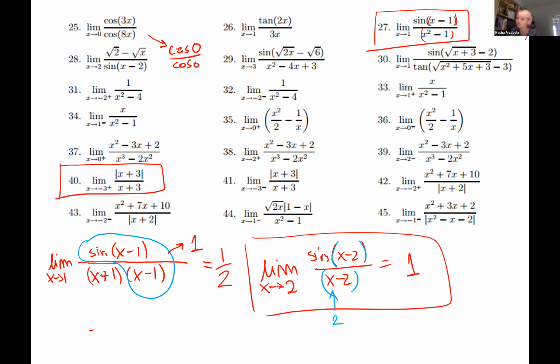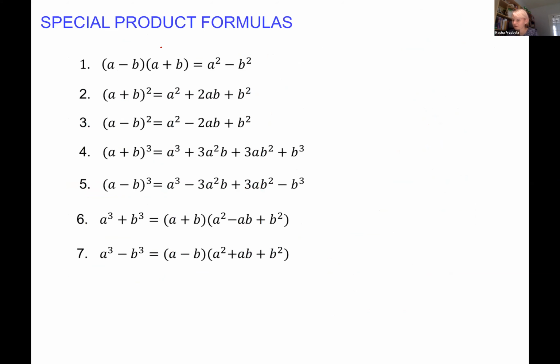Okay, that means you probably know what kind of limits I will ask. And that's pretty much all of the limits. Let me show you what I have. I have some special product formulas that are helpful to know, because sometimes we have to have the expanded form. Sometimes we have to have a product form. Make sure that you know them.